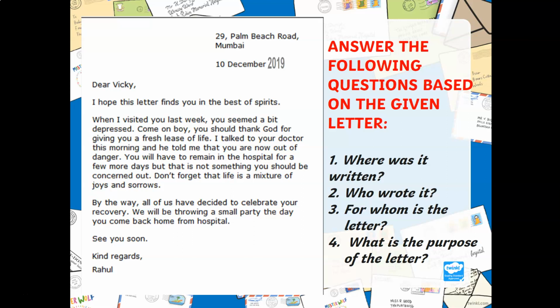You will have to remain in the hospital for a few more days, but that is not something you should be concerned at. Don't forget that life is a mixture of joys and sorrows. By the way, all of us have decided to celebrate your recovery. We will be throwing a small party at the day you come back home from hospital. See you soon. Kind regards, Rahul.